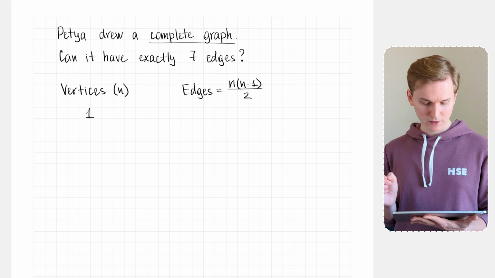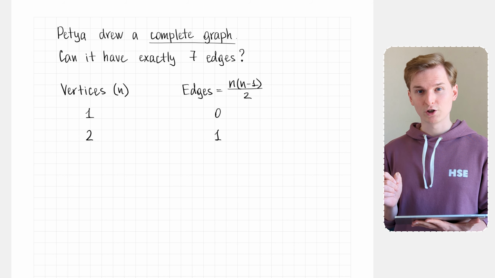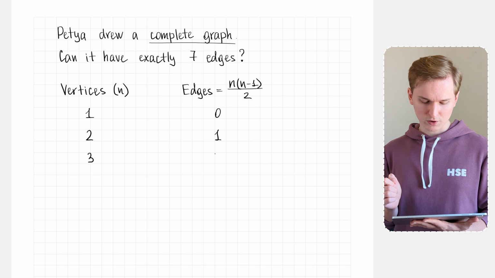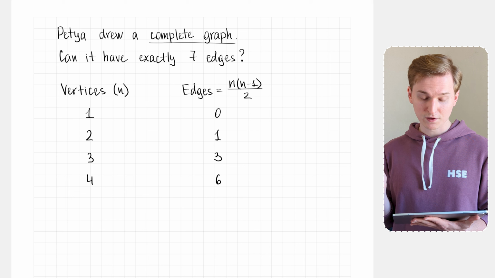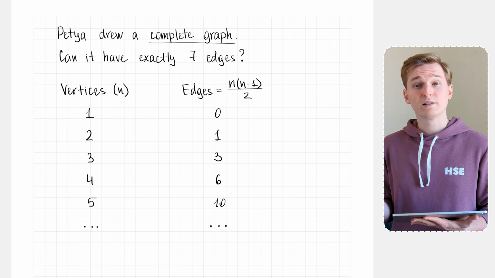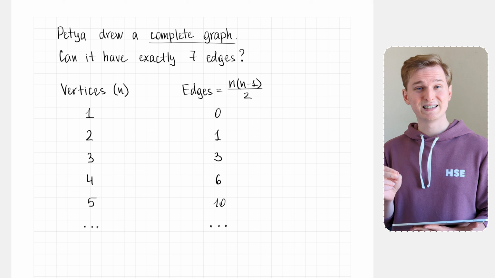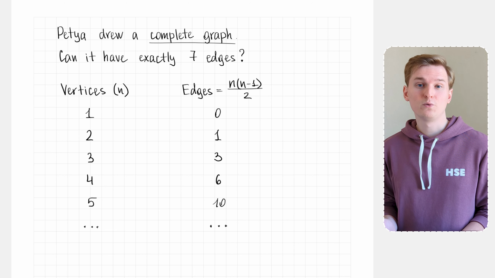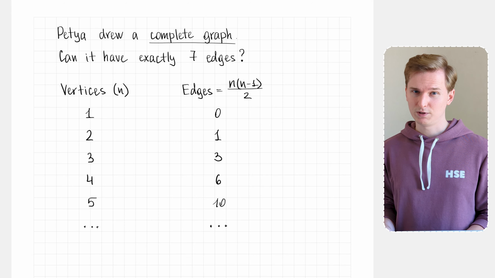For one vertex, the number of edges is 0. For 2 vertices, the number of edges is 1. For 3 vertices, the number of edges is 3. For 4 vertices, the number of edges is 6, and for 5 vertices, the number of edges is 10. Clearly, there is no number of vertices which results in exactly 7 edges. So, the answer is no. He couldn't have drawn exactly 7 segments.